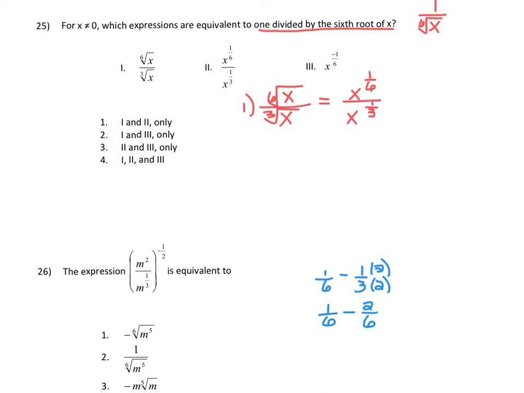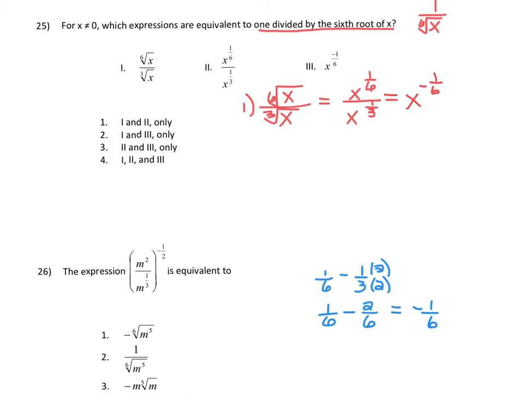And here, since 1 minus 2 is -1, we get -1/6, right? Because you keep the denominator. You subtract the numerators and you keep the denominator. Okay, so we can come back up here and rewrite this as x to the -1/6. Remember, we don't like negative exponents, right? So we want to make that positive.